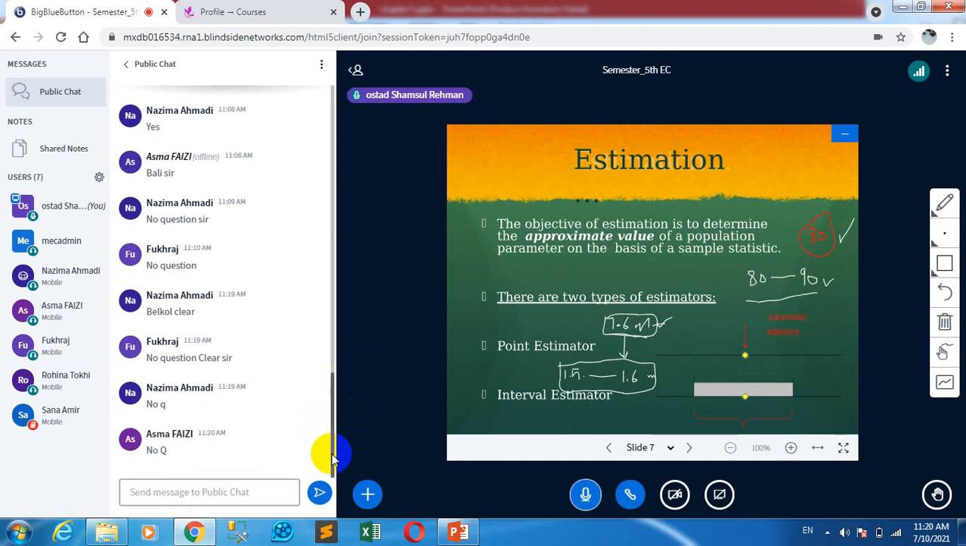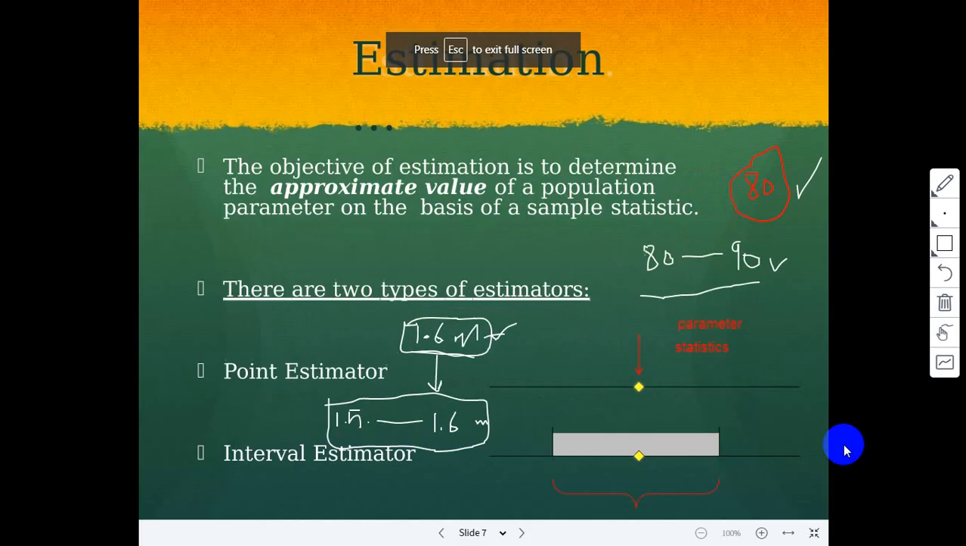Okay. So next slides are related to the definitions of the point and interval estimator. So I will just read the slides. So the idea is the same that I have explained right here.